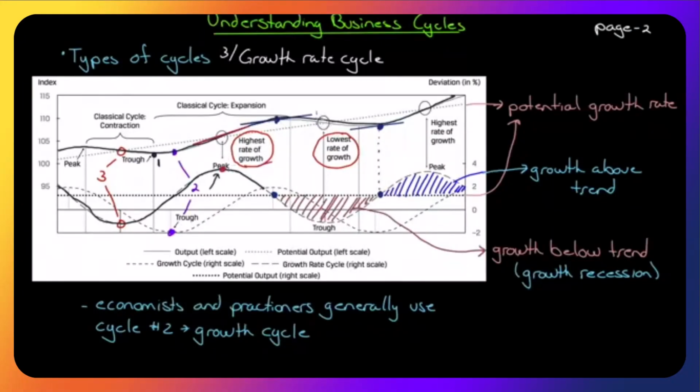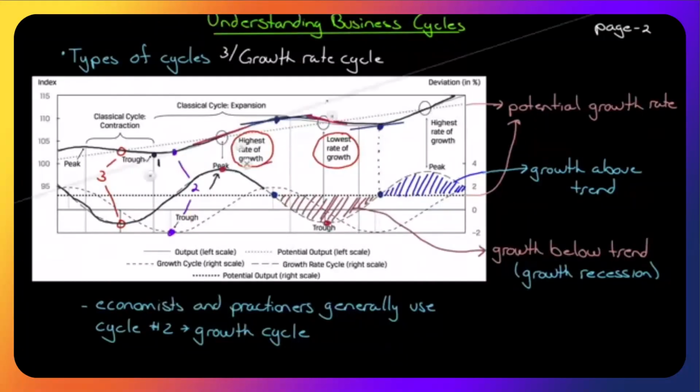And of course, if we go over here and we draw a tangent line here, we have a downward sloping tangent line, negative slope. So the area where the steepest negative slope happens would be the lowest rate of growth. That would then set where the trough is.